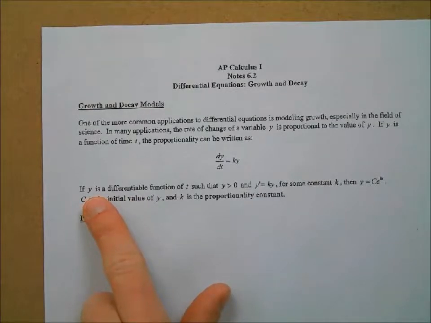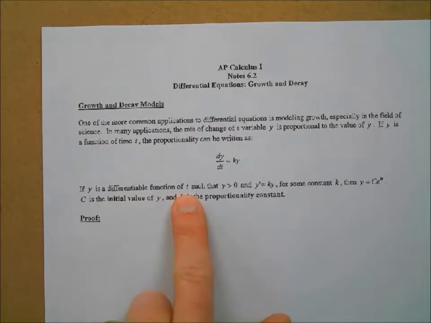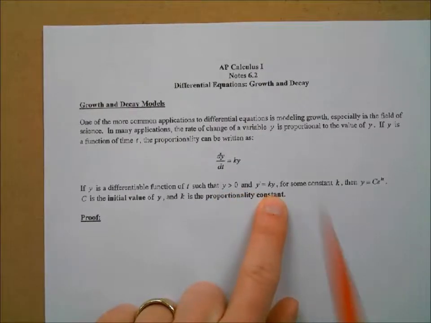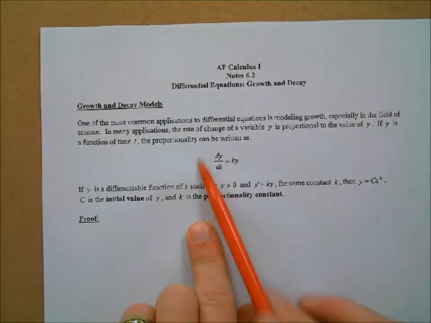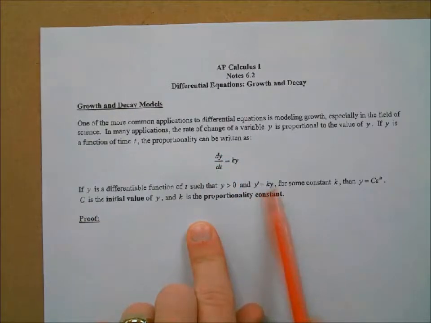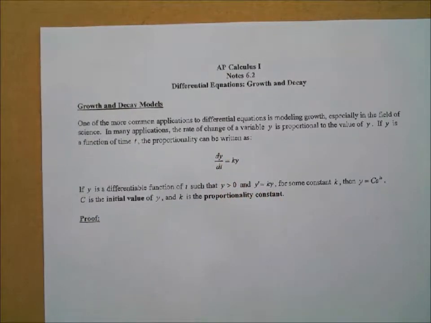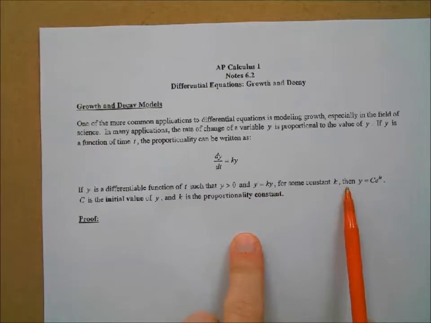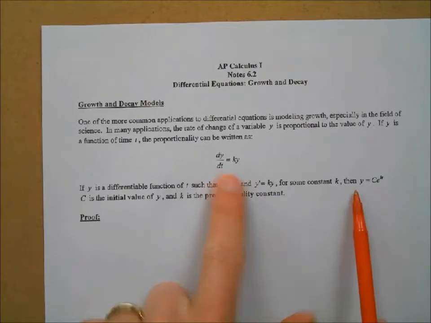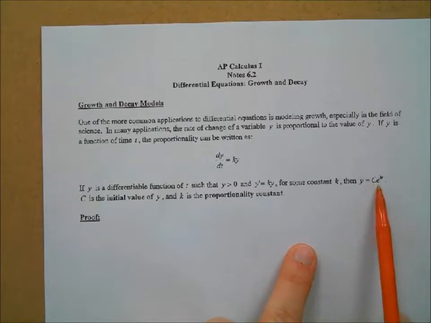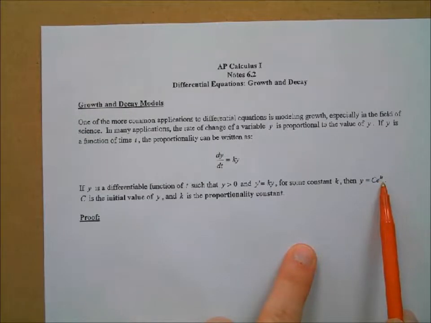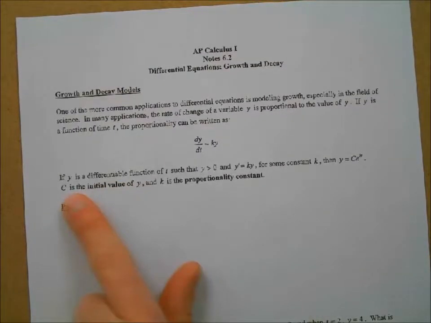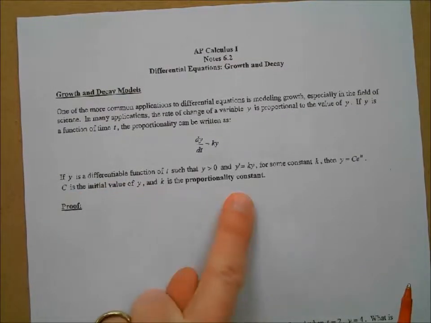If y is a differentiable function of t, such that y is greater than 0 and y prime equals k times y, in other words, if we have this situation, because isn't y prime equal to k times y? That's the same thing as dy/dt equals k times y. If that's true for some constant k, then the solution to this differential equation is y equals Ce^(kt). C is the initial value of y, and k is the proportionality constant.